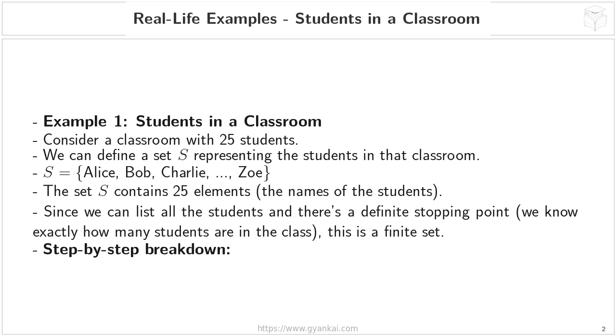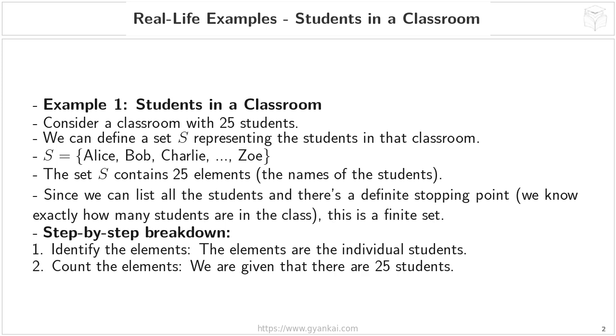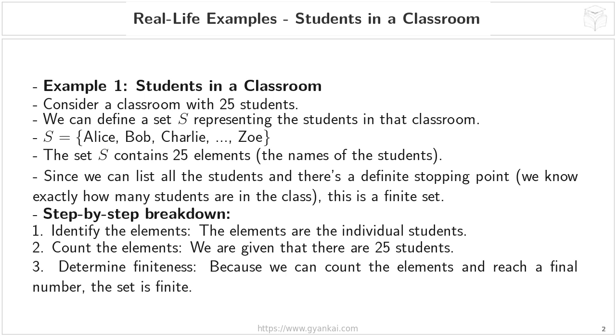Now, let's break down how we confirmed this is a finite set, step by step. First, we identify the elements. In this case, the elements are simply the individual students themselves. Each student is a member of the set. Next, we count the elements. The problem tells us there are 25 students, so we know the set contains 25 elements. Finally, we determine finiteness. Because we were able to count the elements and arrive at a final number, 25, we can confidently say that this set is indeed finite.